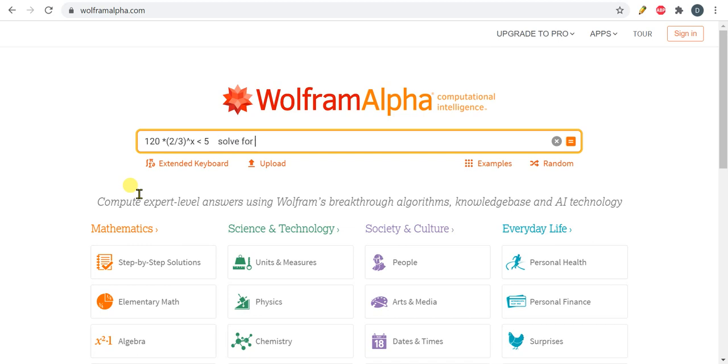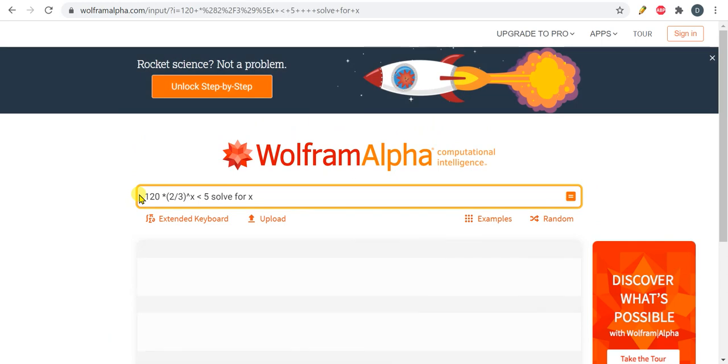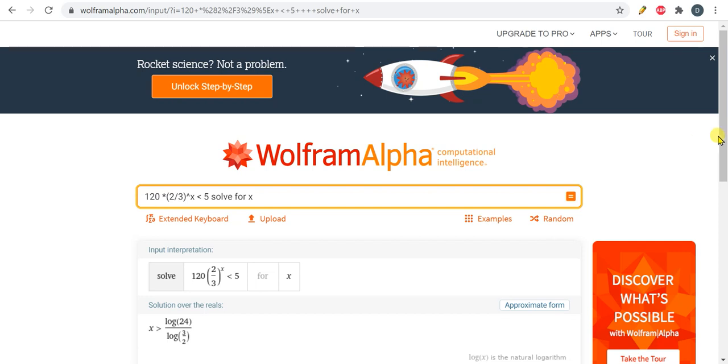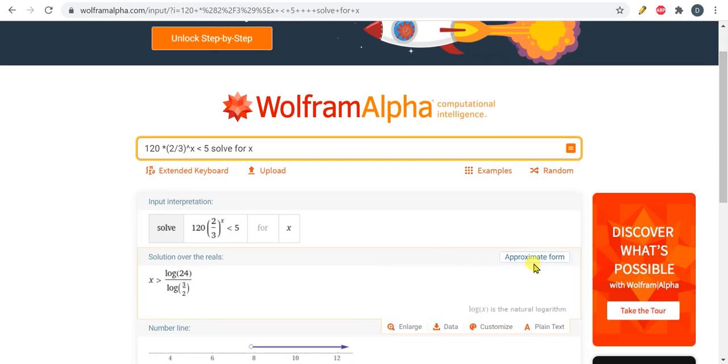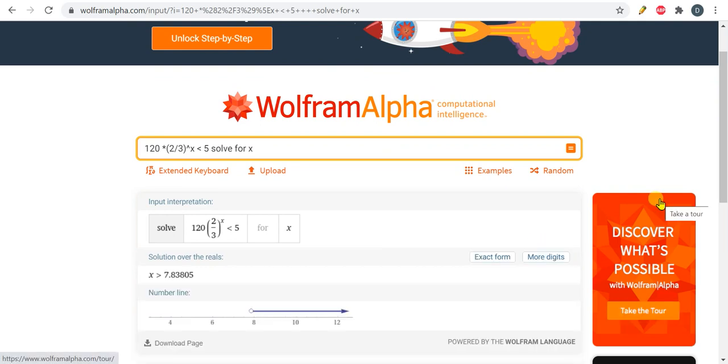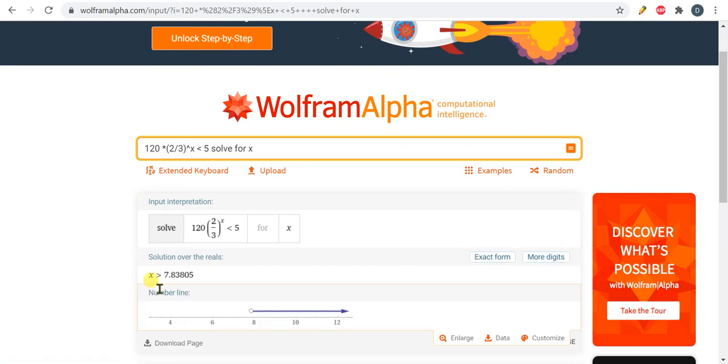We also need to write "solve for x" so it knows what it's trying to do. I press enter. You give it a couple of seconds and it gives you an answer which I can't really use. But then I can press approximate form and it tells us roughly what the answer should be. And it tells us 7.83 is the approximation that it gives.